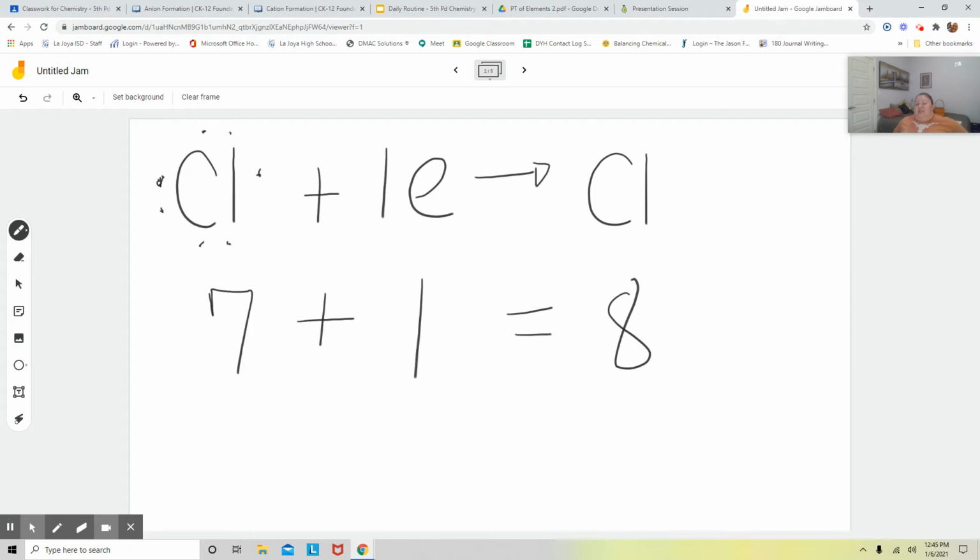I know it has a negative sign because it's an anion, because it's gaining. But my question is, what's the number that should be there? Negative 1, negative 2, negative 3, negative what? How many electrons did we gain?